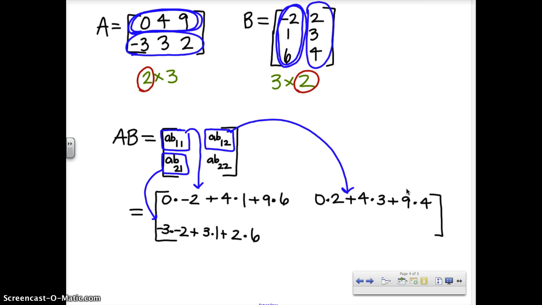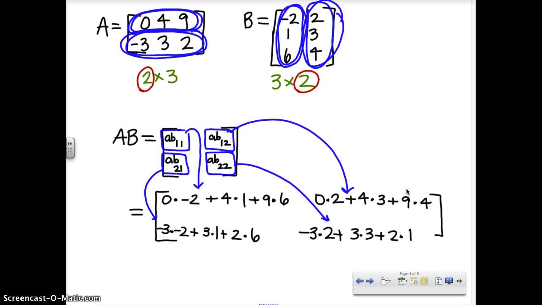Okay, and then let's just quickly figure out the last one. Now I'm showing a ton of steps. Most of you probably can do some of this in your head. But it's good for us to examine the steps. Okay? So, -3, 3, 2 times 2, 3, 4. So we got -3 times 2 plus 3 times 3 plus 2 times 4.